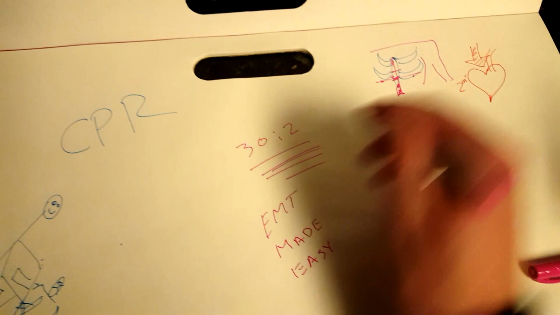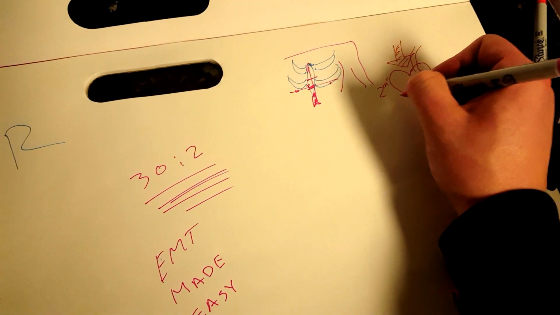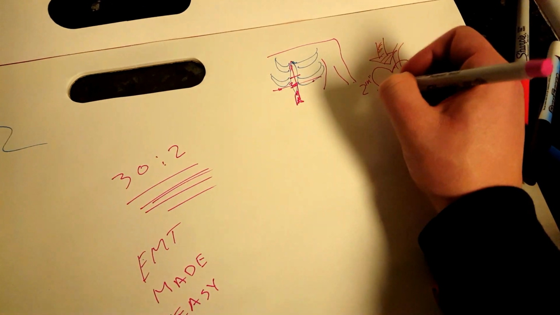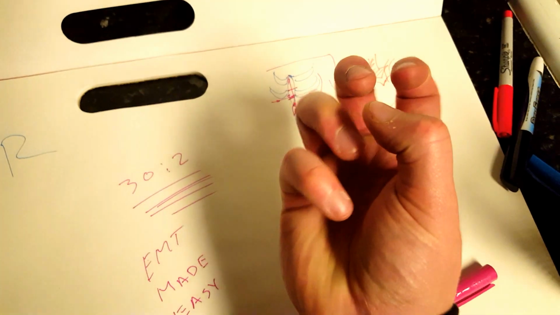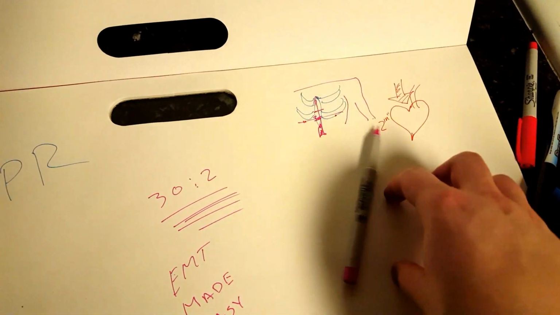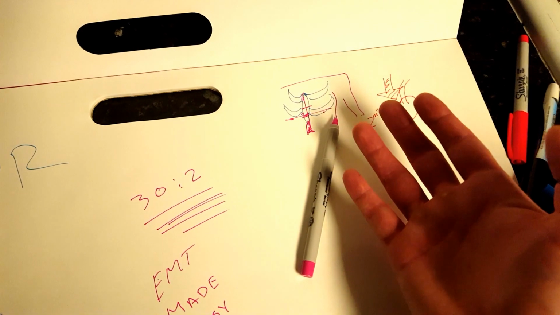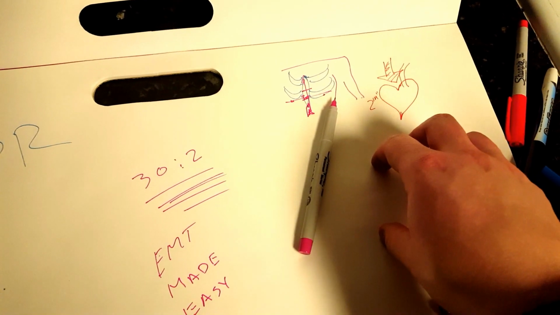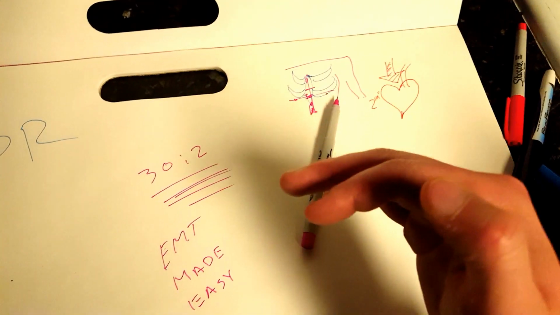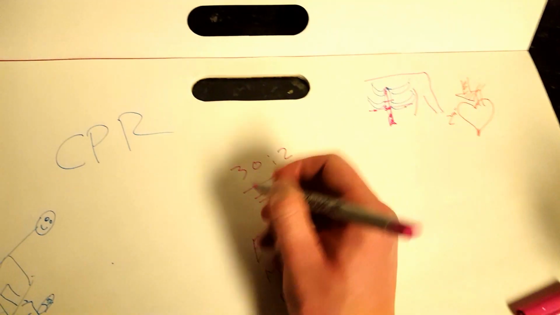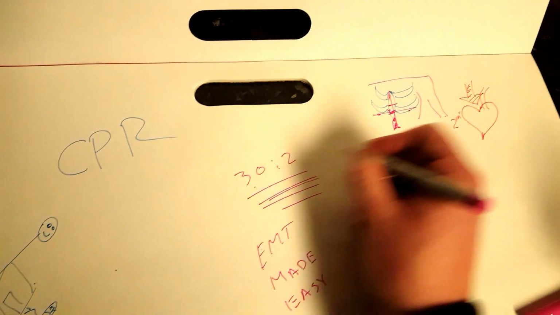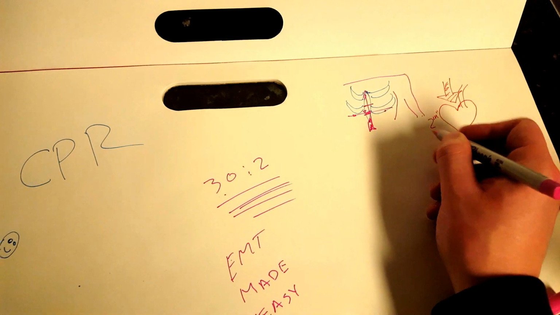Now you want to go in at least 2 inches in depth. The reason you want to go in 2 inches in depth is because you really want to squeeze that heart to pump that blood to the tissues of the body to perfuse the body, because the body needs O2. So that's why you want to go in at least 2 inches in depth, and you want to go in at 30. So 30 compressions at 2 inches each one in depth.